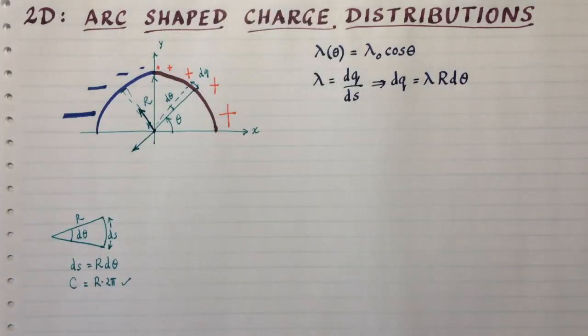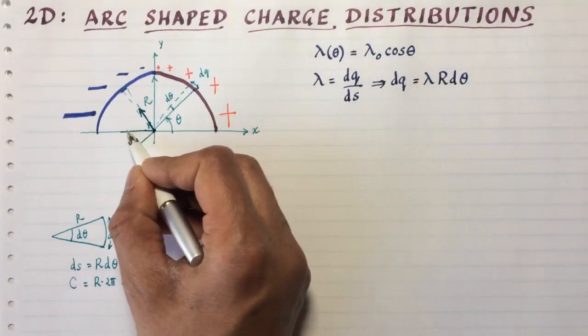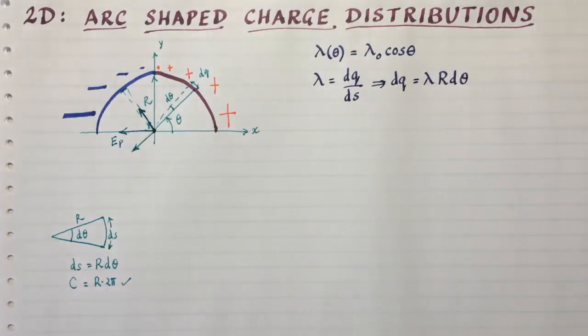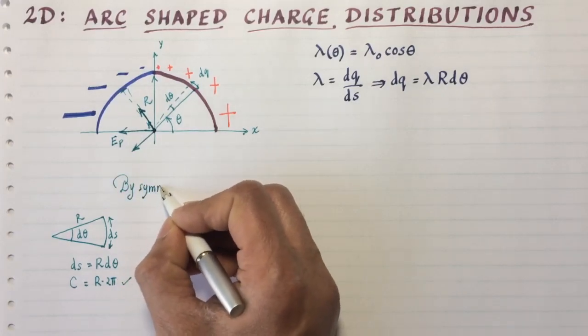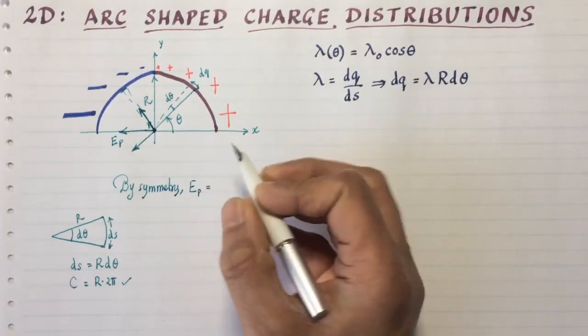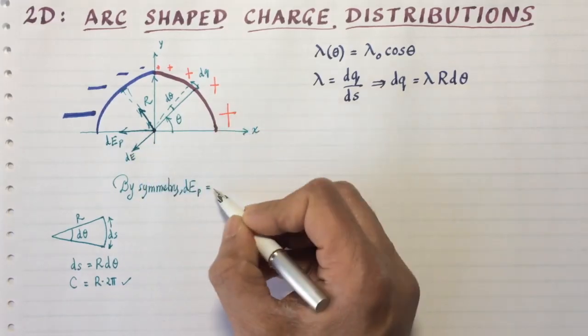So you can clearly see that the y components are going to cancel and the net electric field is just going to be along the x direction. So that's going to be the electric field at point P. It's going to be in the negative x direction. So one option is to use a symmetry argument and simply calculate just that component. So I would say that by symmetry, dE sub p is simply equal to dE.